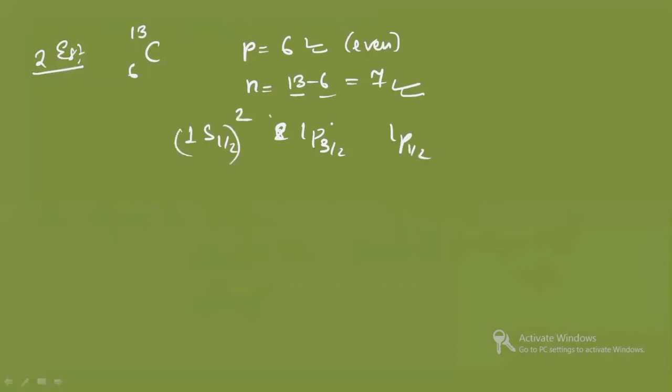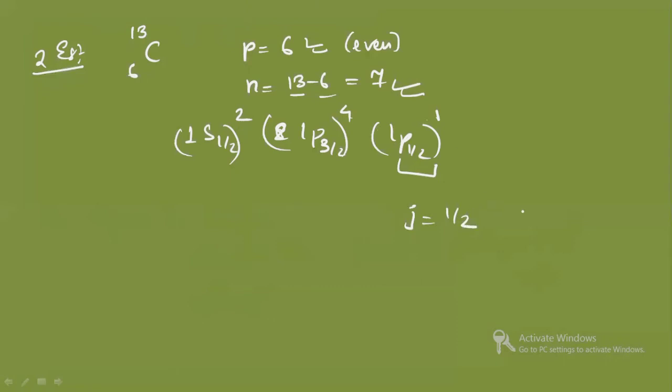Here you can fill 2, here you can fill 4 maximum, and here you will fill 1, because 7 are there: 2, 4, 6 and then 7. So for the last one, the unpaired one, the value of J is 1/2. All right.